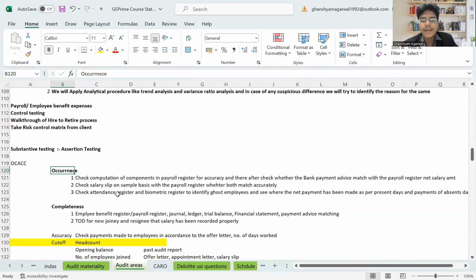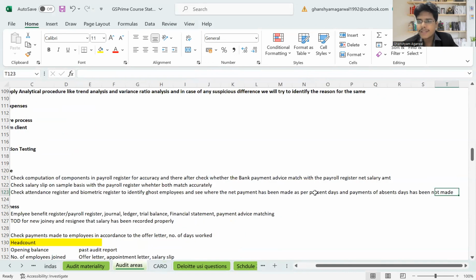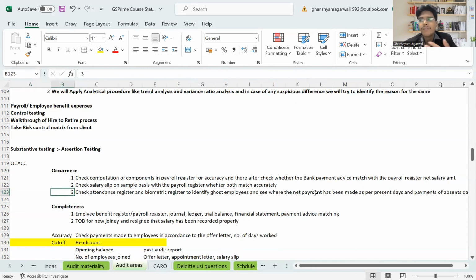Then you will also check the attendance register and biometric register to identify the ghost employees, and see whether the net payment has been made as per present days and payment of absent days has not been made. They are absent and they're paying the leave. This is what you will check for ghost employees. How to identify ghost employees?